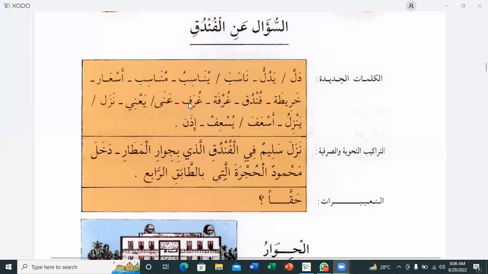Ghurafun is the plural word of ghurfatun. That means rooms. Ghurfatun is room and ghurafun is rooms. Ana, yani. Ana, that means meant. And yani is means. Nazala, stayed, or yanzilu, staying. Asafa, helped. Yusifu, helps. Idhan, that means so. I am repeating all the meanings of these words.